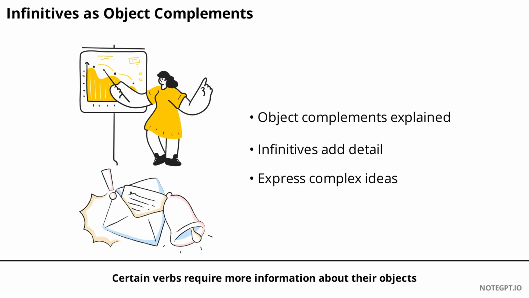Certain verbs require more information about their objects, especially when the object is a person. This is where object complements come in. An infinitive can act as an object complement, describing or completing the direct object. For example, "I don't expect you to approve of my decision." Here, "to approve of my decision" complements "you." This structure is essential for expressing complex ideas clearly.